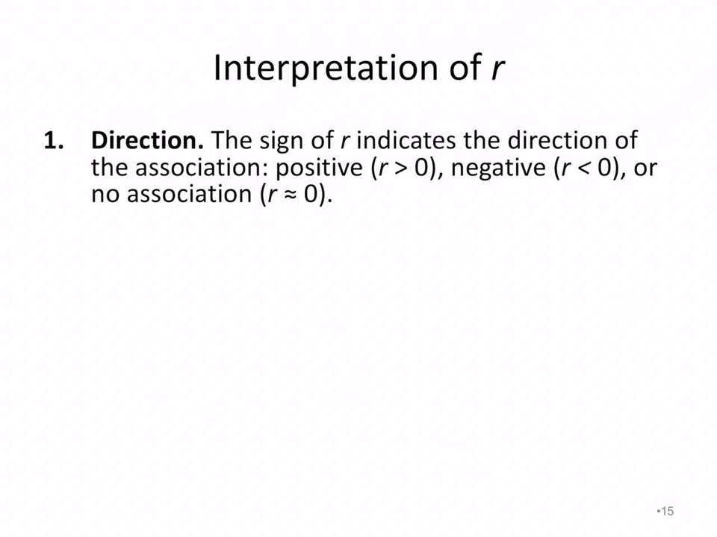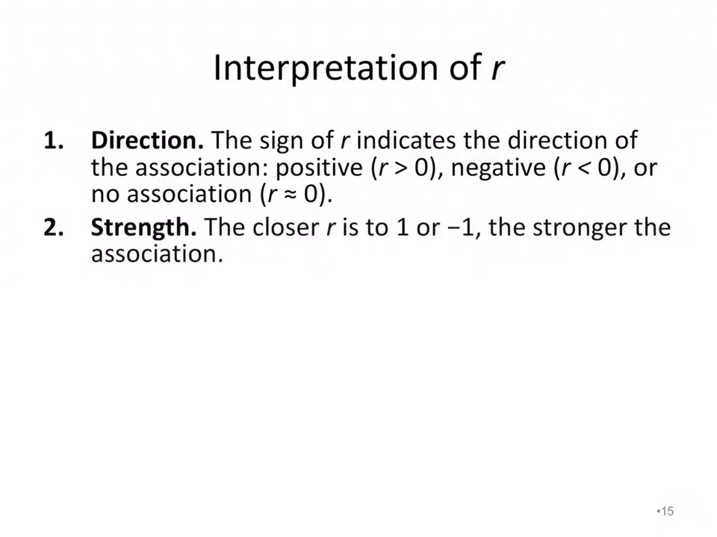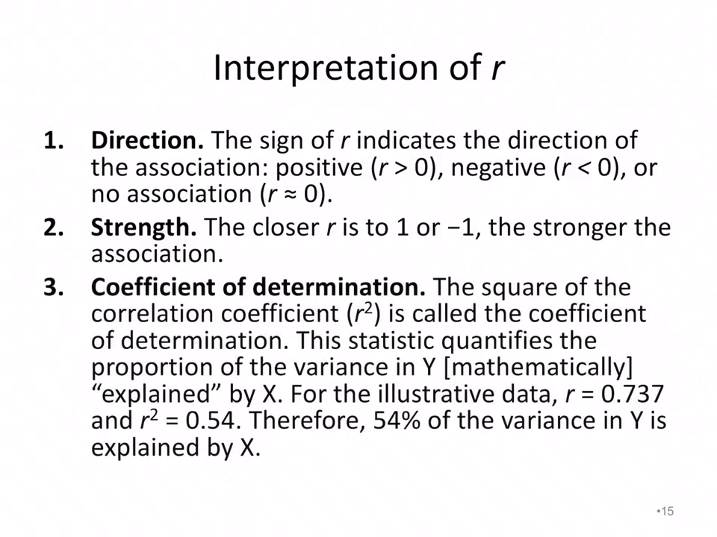So when we're interpreting r here, we want to look at direction. The sign of r indicates the direction of the association. It's either going to be positive, negative, or no association, which would be an r of 0. Remember, we'll go through this in a second. So the closer r is to 1 or negative 1, the stronger the association.